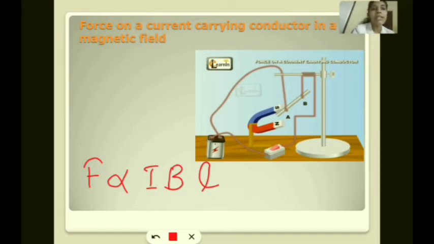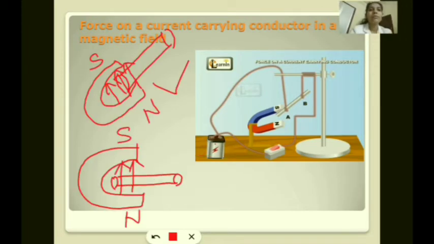Okay, so these are the factors affecting or influencing the force acting on a current carrying conductor: current, magnetic field and length of the rod. This is a very important result. Just remember this result. It will be useful for your class 12 physics.